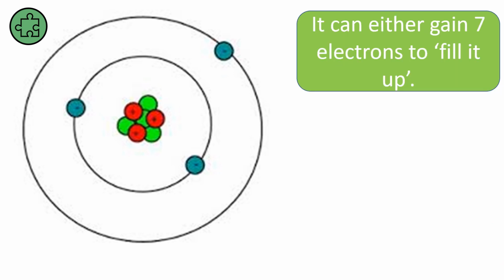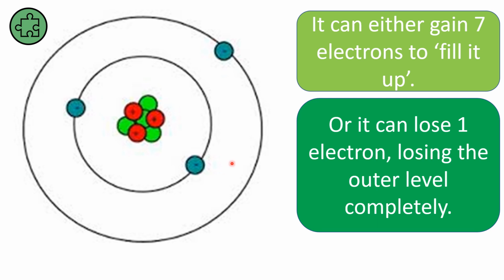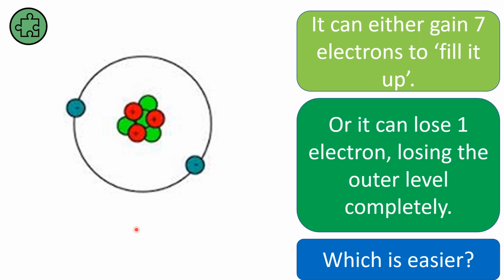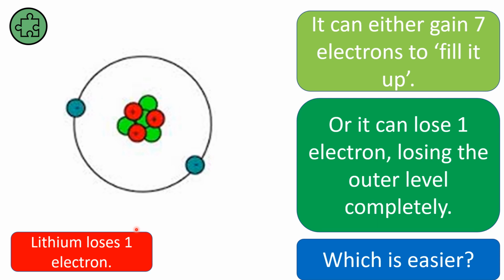So lithium has got 2 choices. It can either try to find 7 more electrons to fill up this outer energy level, because the second energy level can take a maximum of 8, or it could lose this 1 electron here, lose this outer energy level completely, making this the outer energy level, and therefore it's stable. Well, atoms will always do whatever is easier. So which is easier? Find 7 or lose 1? Well, lithium will lose the outer energy level. It will lose 1 electron to become a +1 ion.